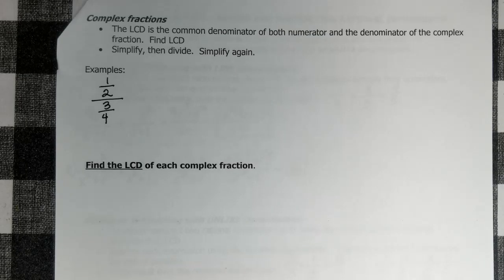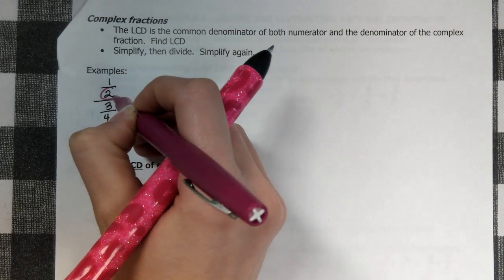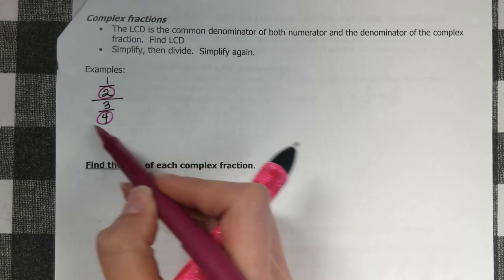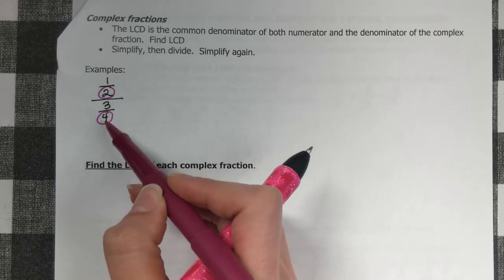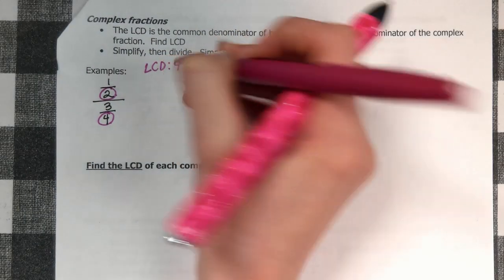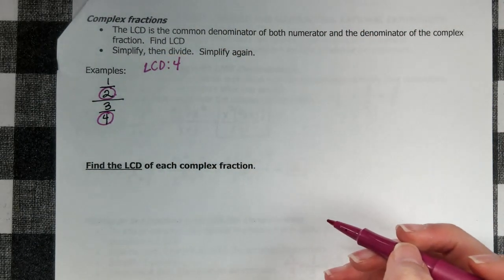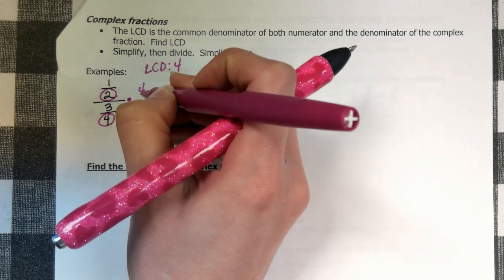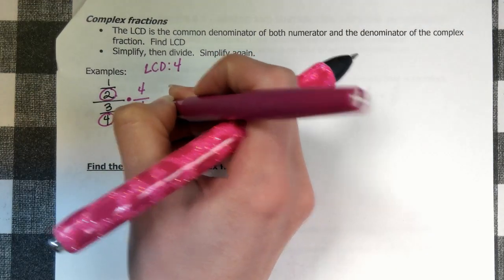So, with a common denominator, I need to look at just my little denominators, right? These are like my mini ones. These are my fractions within a fraction, and I'm looking at those separately. If I have a 2 and a 4, what could my common denominator be? 4. Okay? So what that means is I need to multiply my numerator by 4 and my denominator by 4.